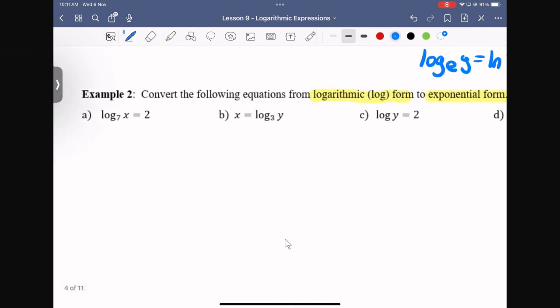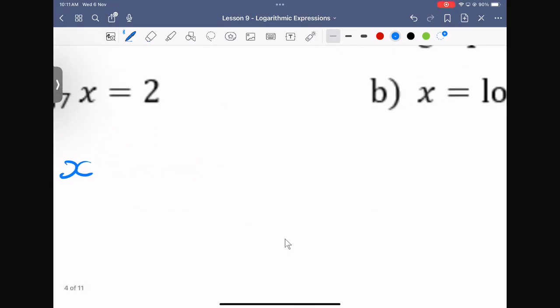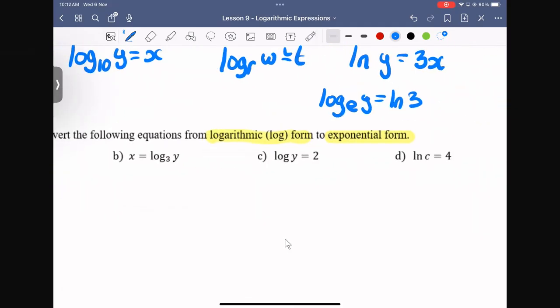And then the first question is an example. What's the base? 7. So we want 7 squared is equal to x. x is the number we need to raise 7 by in order to get x. 2 is the number we need to raise 7 by in order to get x. Have a go at these three.